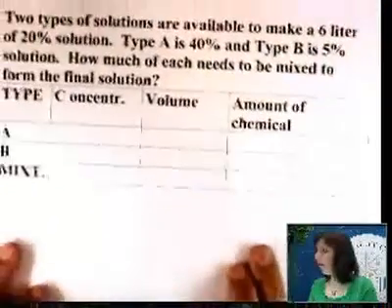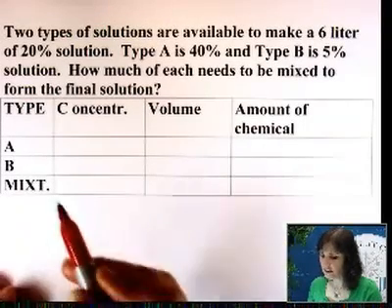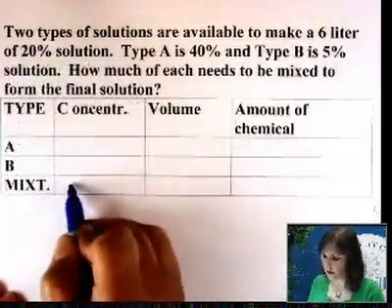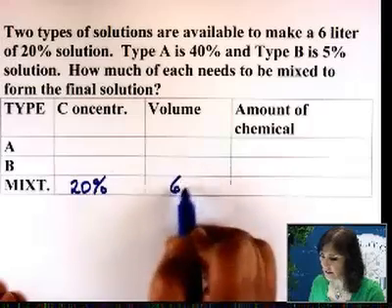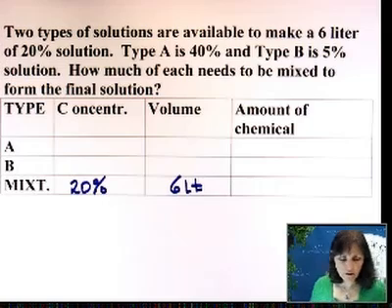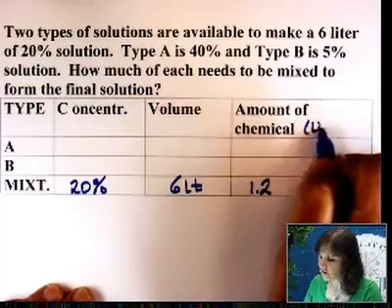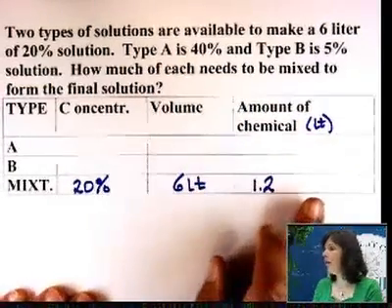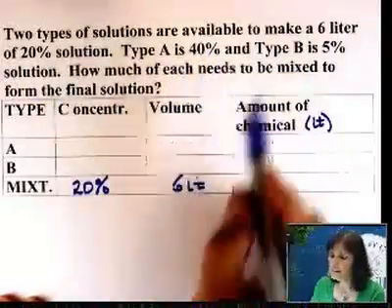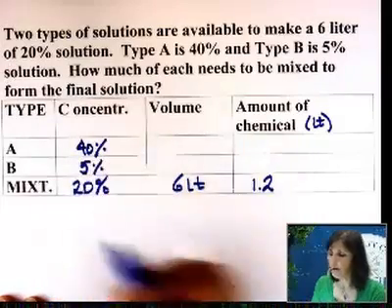Now, when I do the same problem with a chemical, I have two types of solutions to make 6 liters of solution. Watch. 6 liters at 20%. So my concentration is 20% of 6 liters. Now 20% of 6 liters is 0.2 times 6, which is 1.2 amount of chemical. That's in liters. This is the amount of chemical in the mixture. Two types to make 6 liters. Type A is 40% concentrated. Type B is 5% concentrated. How much of each? I don't know.